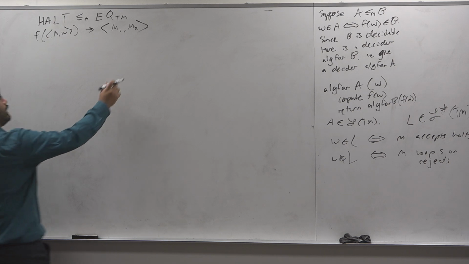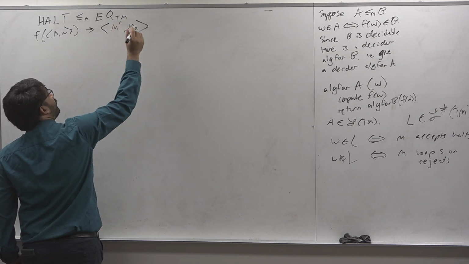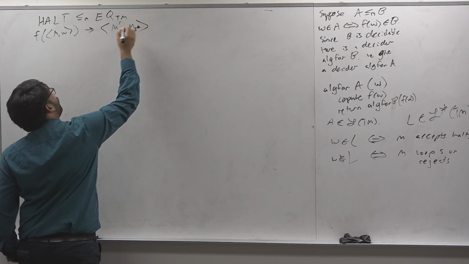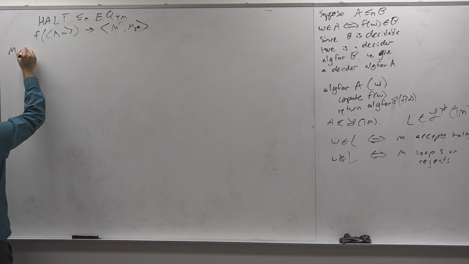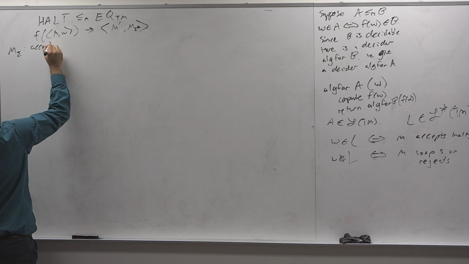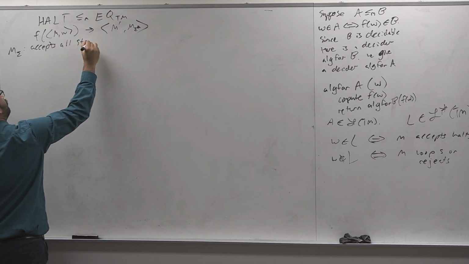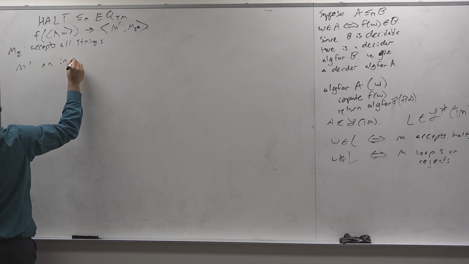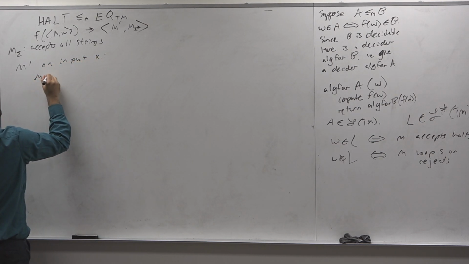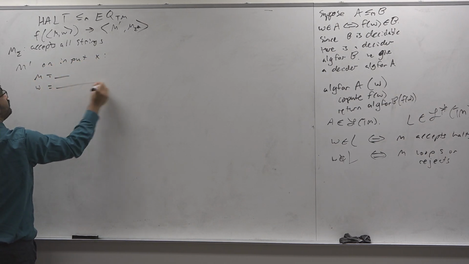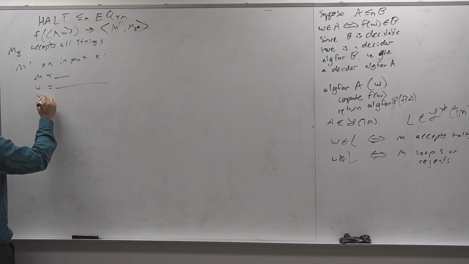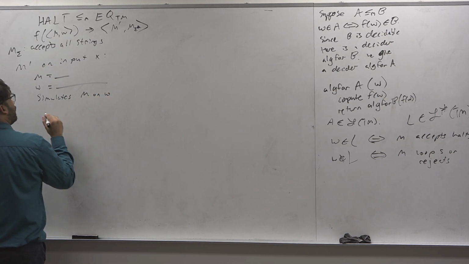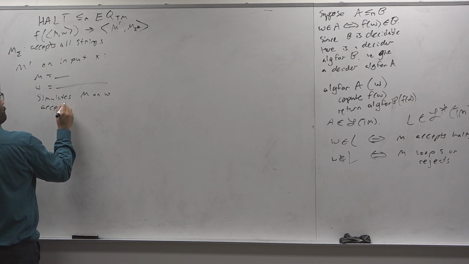Okay. Let M1 be M prime and let M2 be M sigma star, such that M sigma star accepts all strings. And we construct M prime on input X as follows. It's going to have M and W hard-coded into it by the reduction function. It simulates M on W, and if that accepts, it's just going to accept X.